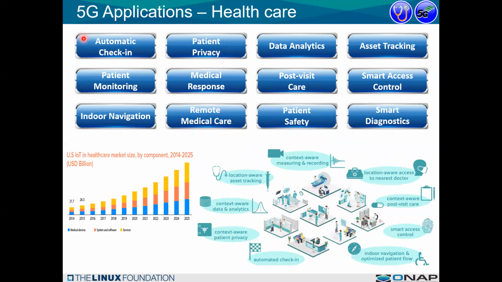Okay, so 5G, some ideas of 5G applications in the healthcare industry: context-aware patient privacy, faster and less manual check-in, context-aware data and analytics, location-aware and asset tracking. Like my cousin is an anesthesiologist, and he tells me there are more than 1,000 different surgical devices, and trying to keep track of all those things, I can imagine isn't an easy thing to do. Context-aware measuring and recording, location-aware awareness to a nearest doctor, context-aware post-visit care.